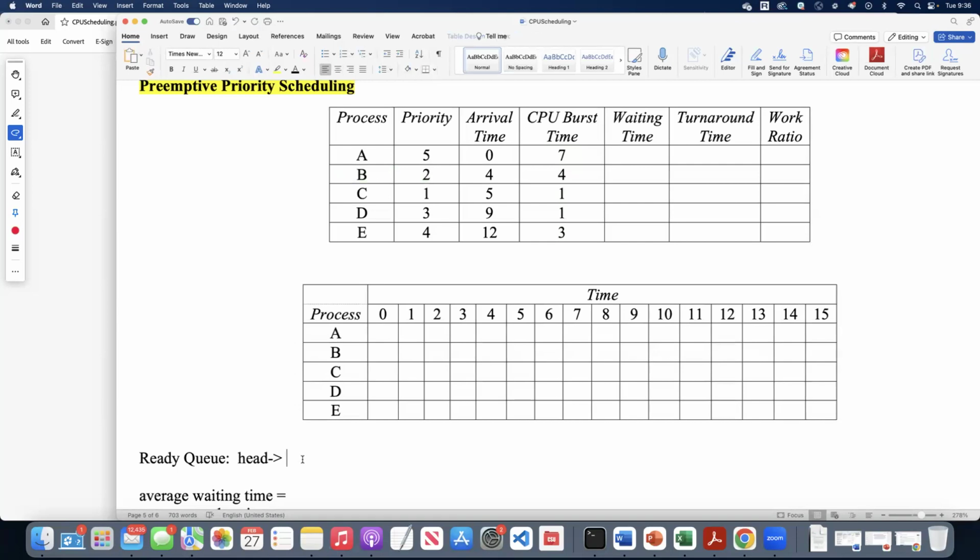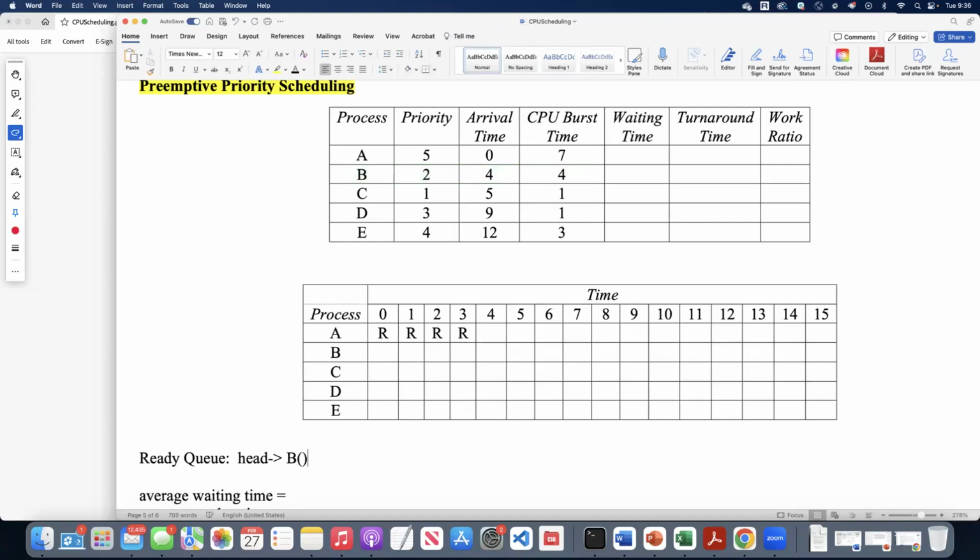At time 0, process A arrives at the ready queue. Process A's priority value is 5, but A is the only process in the system, so A is selected to run on the CPU. A is running. At time 1, A is running. At time 2, A is running. At time 3, A is running. And then at time 4, process B arrives at the ready queue.